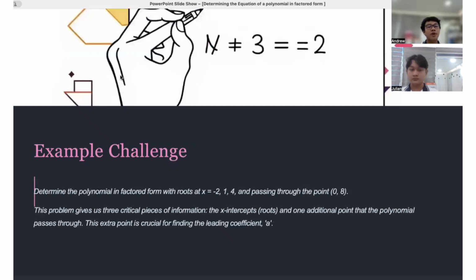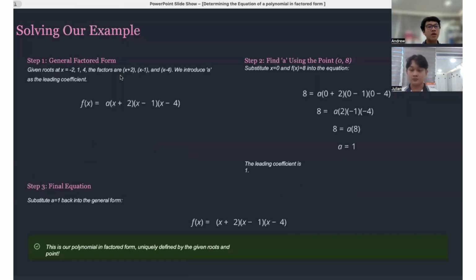We also prepared an example challenge. In our example, we have to determine the polynomial in factored form with the roots of x equal to -2, 1, 4, and passing through the point (0, 8). This problem gives us three critical pieces of information, which are the x-intercepts, the roots. We can also note them as factors, and one additional point that the polynomial passes through. This extra point is crucial for finding the leading coefficient, which is a.